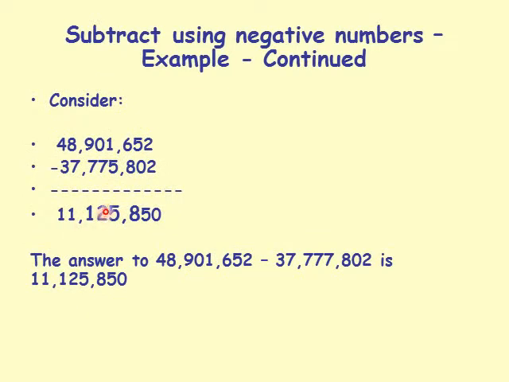So we just replaced with 1, 2, 5, 8 here. Okay, and so our answer has all positive numbers. The answer to 48901652 minus 37775802 is 11125850.